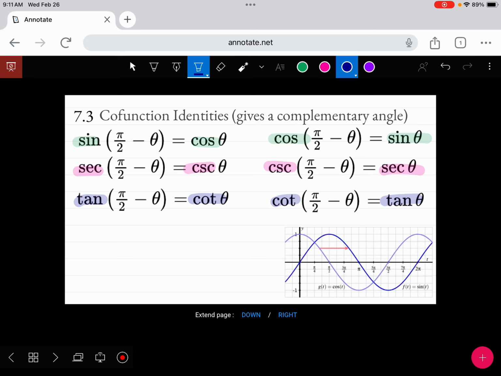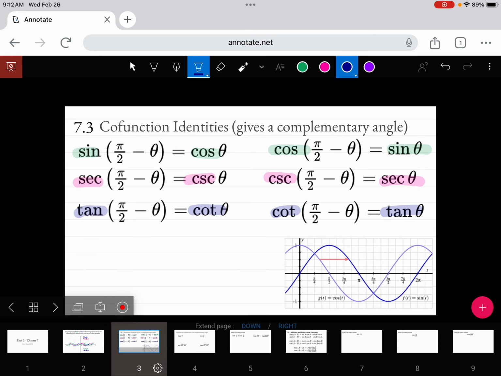But what we're going to do is practice finding these cofunctions that we can work with. Cofunctions, not coterminal. So let's take a look at a few of them. I'm going to put it up here. It's going to have 4 of them.